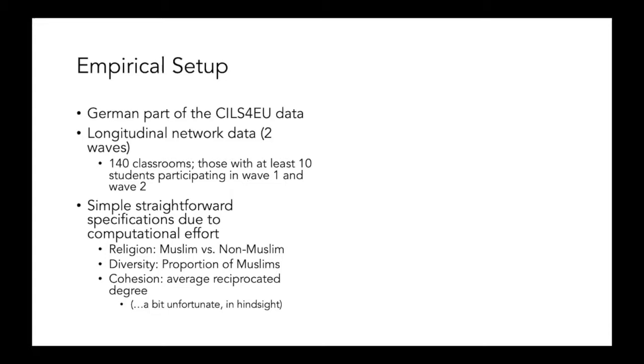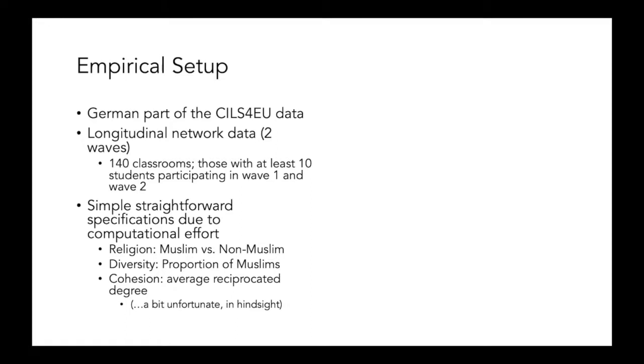With respect to groups, we decided to focus on religion, and because there is a huge computational effort behind estimating these models, we tried to keep it as simple as ever possible, knowing that this is substantively very questionable at some point. So we focused on religion and a very basic distinction between Muslim and non-Muslim students in the classroom. We also have a simpler measure of diversity. We just look at the proportion of Muslims, since these Herfindahl-based measures usually correlate very strongly with simply the proportion of ethnic minority groups.